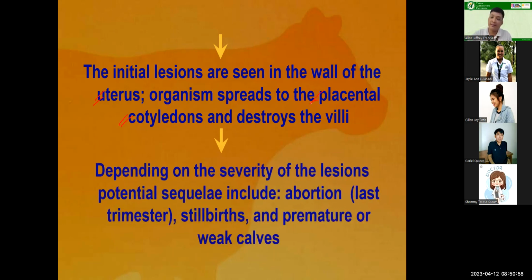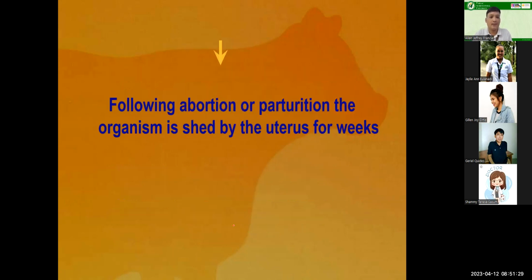Okay? And syempre, it depends kung intense yung infection, ano? Meron kasing nagsusurvive, merong namamatay during the development. So we have the abortion, stillbirths, yan. Sa sobrang hina nung offspring, nung ipinapanganak siya, doon siya namatay. Okay? And we have also the premature or weak calves. And yeah, right after the abortion or the parturition, magsished yung nanay.